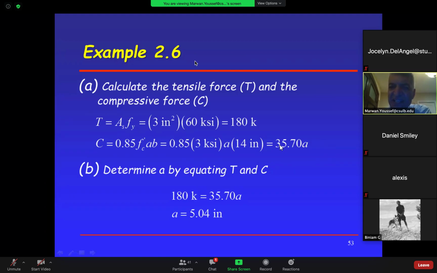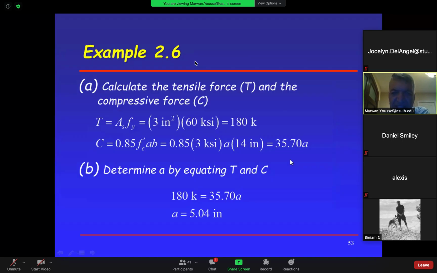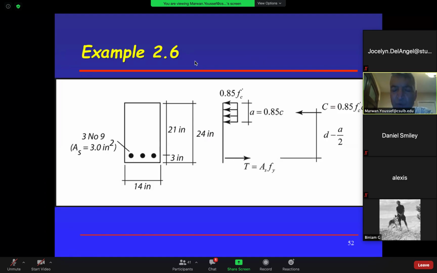How am I going to get a? I know for equilibrium, C equals T. So I'm going to set C, this value, equal to T, this value. So look, determine a by equating T and C. Why do we equate them? Due to equilibrium. So I say 180 equals 35.7 a. Can you get a? Easy. 180 divided by that is 5.04 inches. See that? So what that means is the depth of the compression block is about 5 inches.